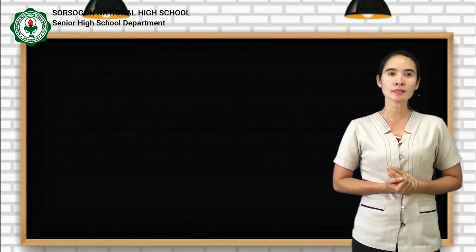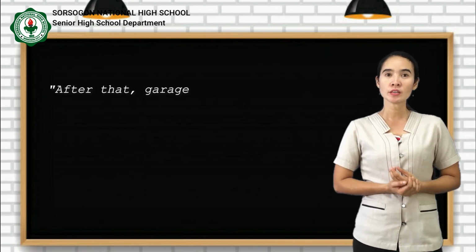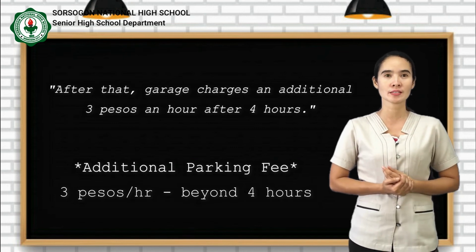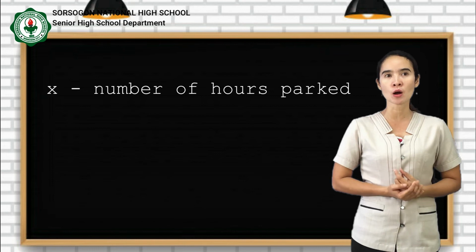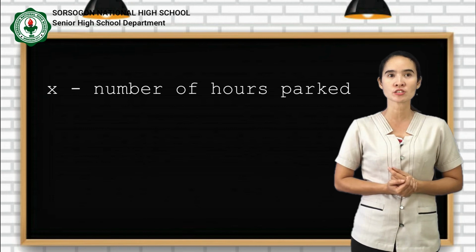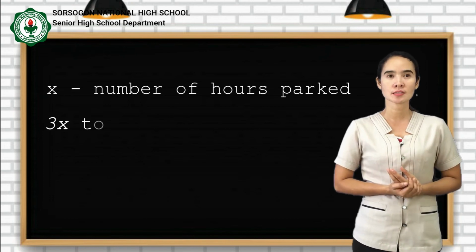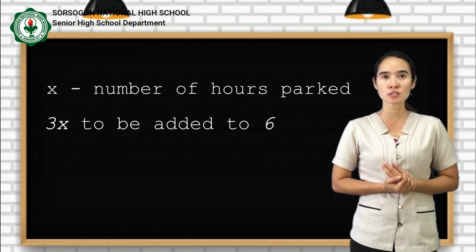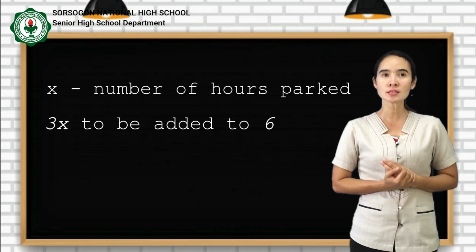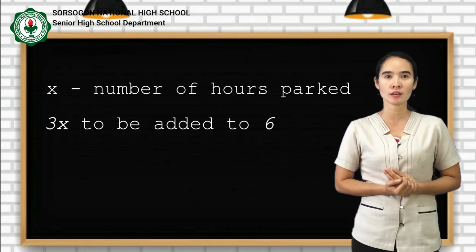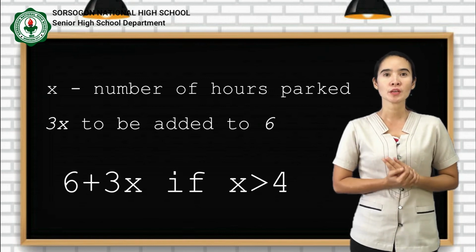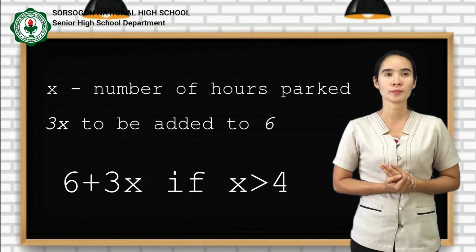Meanwhile, the second sentence states that the garage charges an additional 3 pesos an hour after 4 hours. Since x is the number of hours parked in the garage, the expression representing the additional charge is 3x, and this is to be added to the fixed charge, which is 6. Therefore, the second sub-function and its interval is represented by 6 plus 3x if x is greater than 4.